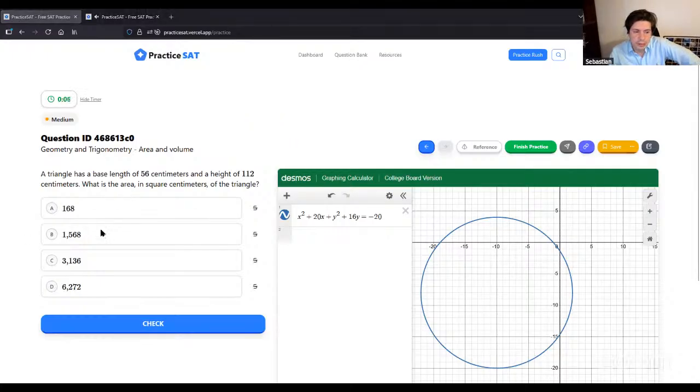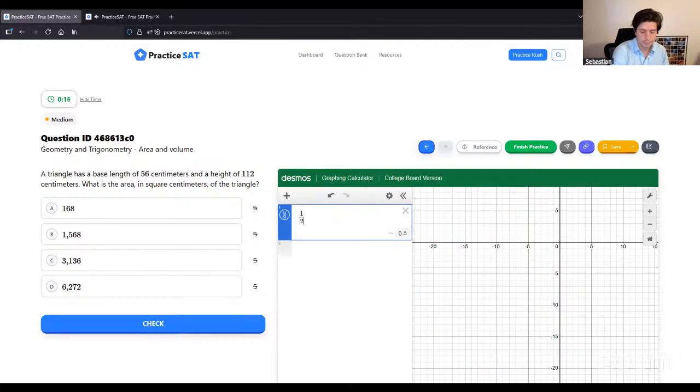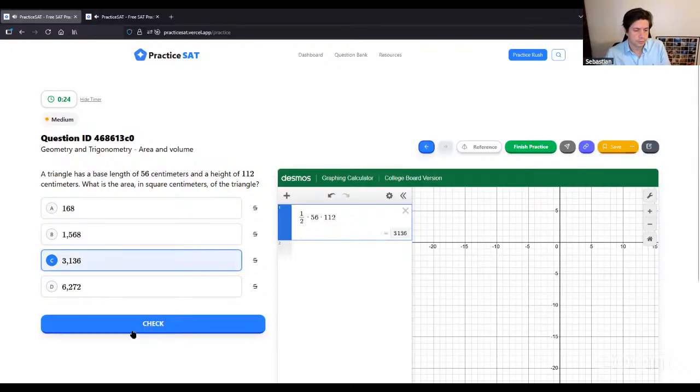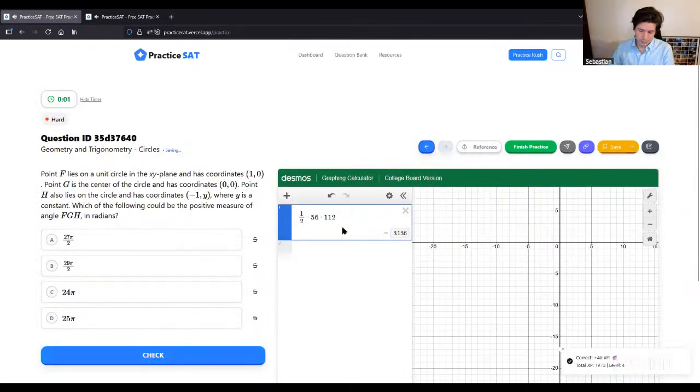Triangle has a base length of 56 centimeters and a height of 112 centimeters. What is the area? Okay, great. So we're just going to do half, so we'll do 1/2 times 56 times 112. 3,136. Pretty straightforward here. We're going to switch in about 8 minutes to verbal for people who want to work on that.